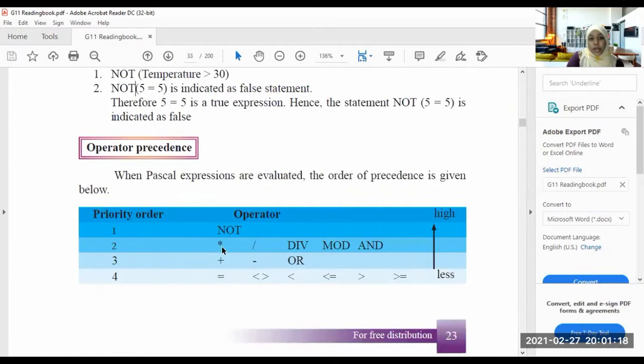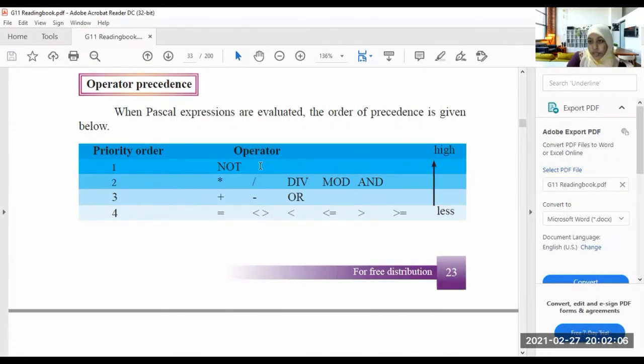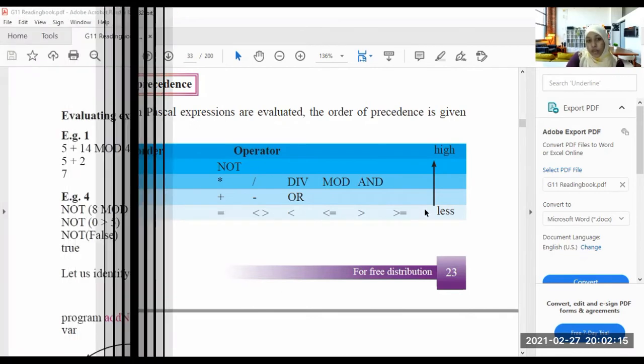The next one is operator precedence. First, the NOT should be solved. After that, these things should be solved, and then these, after that, these will be solved. Right.